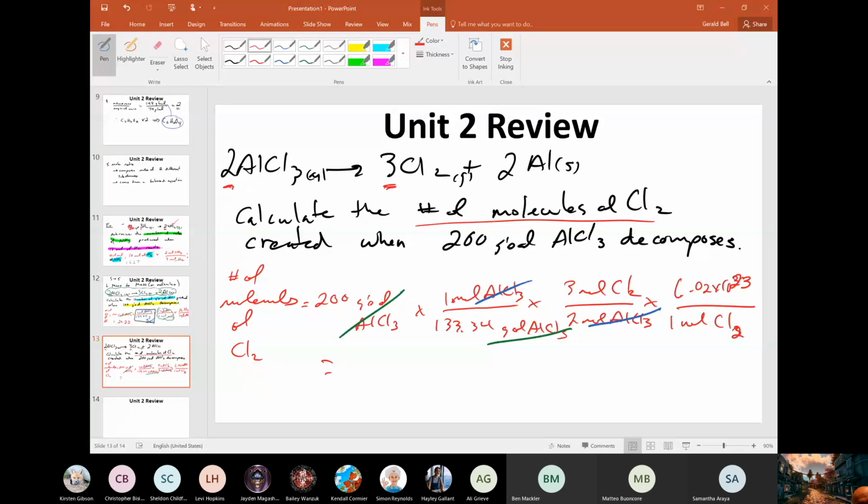So to the calculator. 200 times 1 times 3 times 6.02 to the exponent 23 equals, divide by 133.34 equals, and divide by 2. So I got an answer of 1.35 times 10 to the 24 molecules of Cl2 that are formed. That answer would make more sense if we change it into grams, that way we could say how many grams are created. But that was the question.